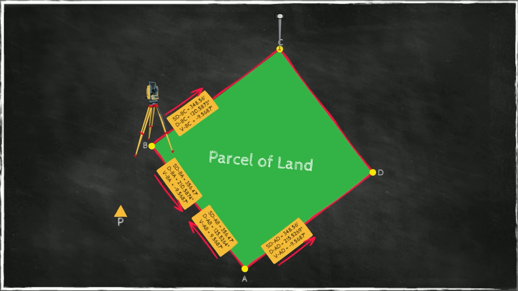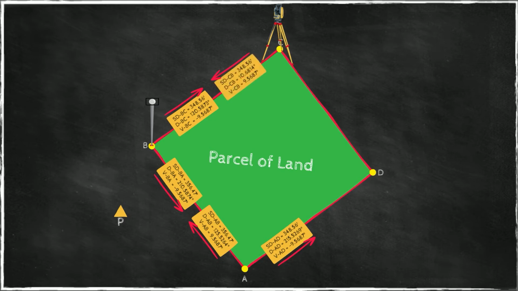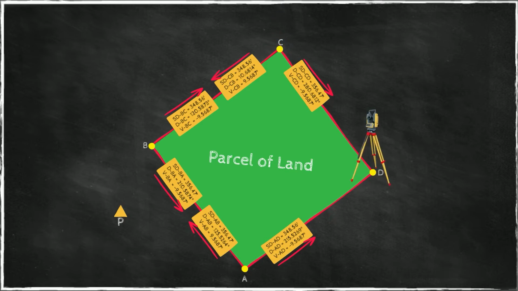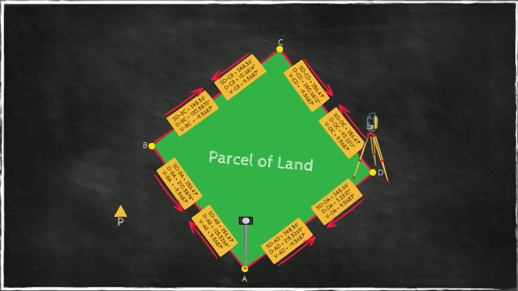Then I move the instrument from B to C, take the prism to point B, and do a back sight from point C and get these measurement data. Then I shoot from C towards point D, where my prism is now, and I get these measurement data. Finally, I set up my instrument on point D and shoot backsight information and foresight information towards A. So all these data I carefully record in my table.